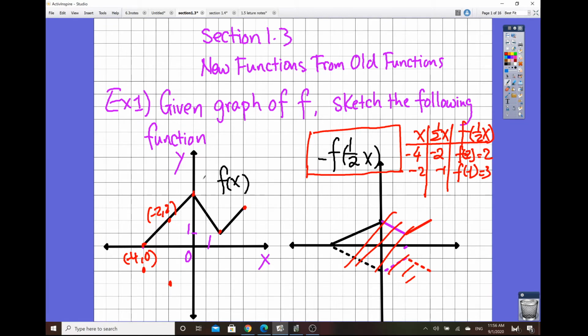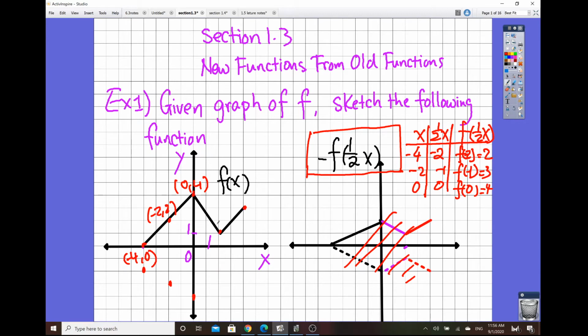Now the next position: we have 0, 1, 2, 3, 4, so 0, 4. For the x value, we use 0. 1/2 times 0 is 0, so f of 0, which is the original position. That would be what? Negative, no, that's positive 4. But this time, don't forget about the reflection over the x-axis. So it's going to be negative 4: 1, 2, 3, 4, all the way down here.